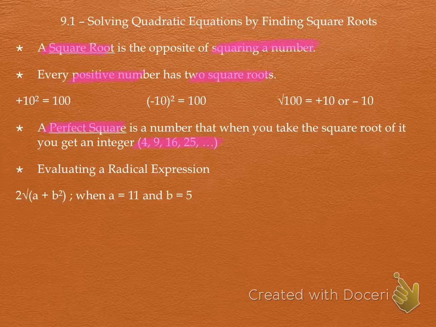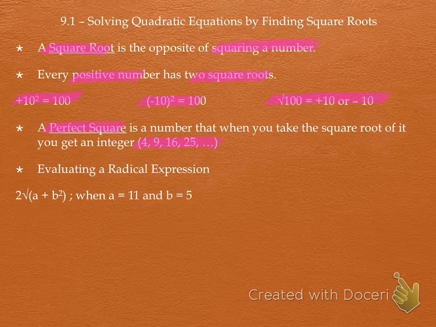Going back up here to every positive number having two square roots. 10 times 10 gives me 100, and also negative 10 times negative 10 gives me 100. So the square root of 100 could actually be positive 10 or negative 10. And so we'll have to use that today when we're going through each of these problems and solving.